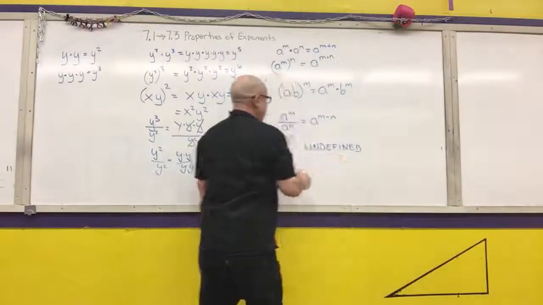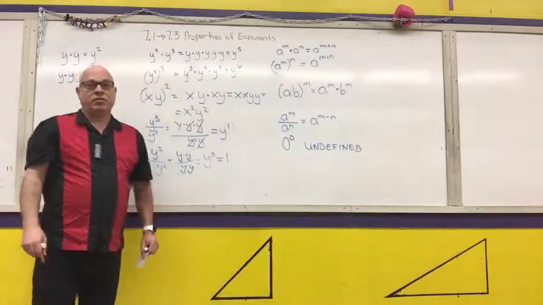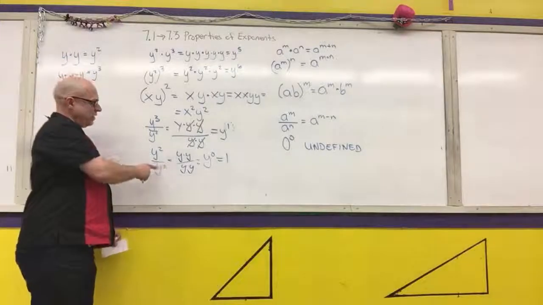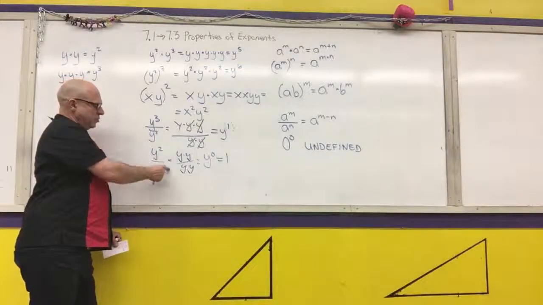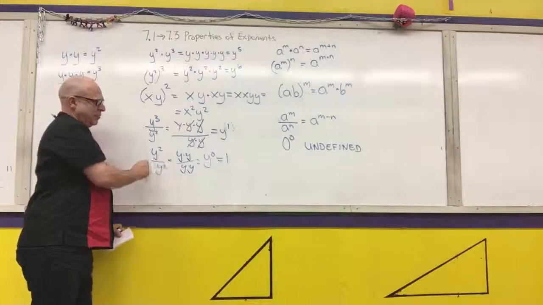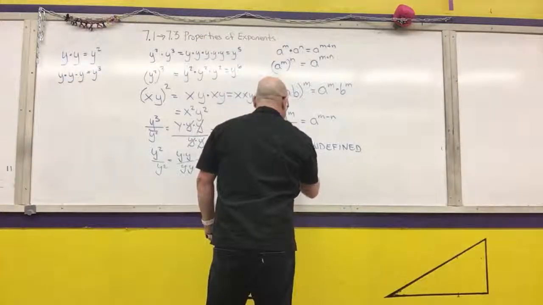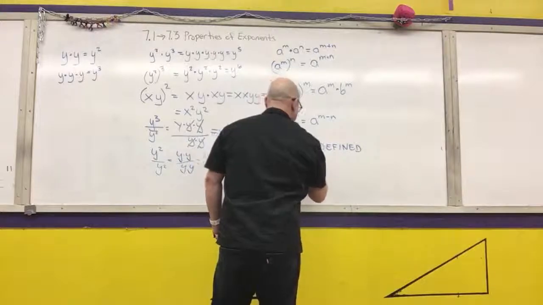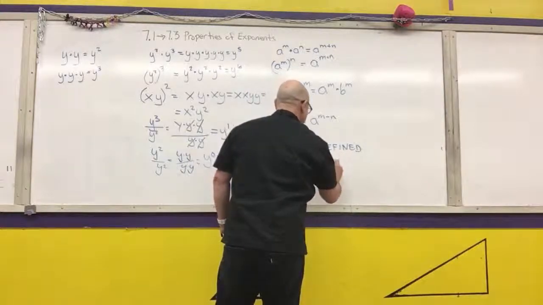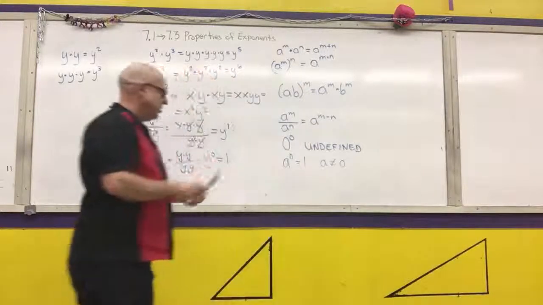Some students coming out of middle school think 0 to the 0th is also 1. It's not 1, because that would come from like 0 squared over 0 squared, and we're not allowed to divide by 0. And a to the 0 is equal to 1, where a is not equal to 0.